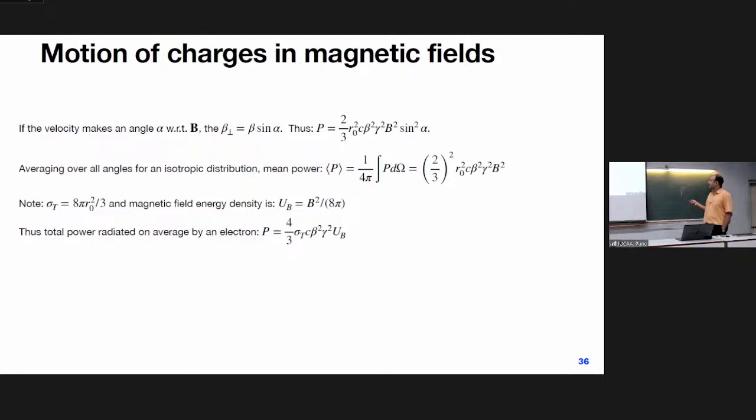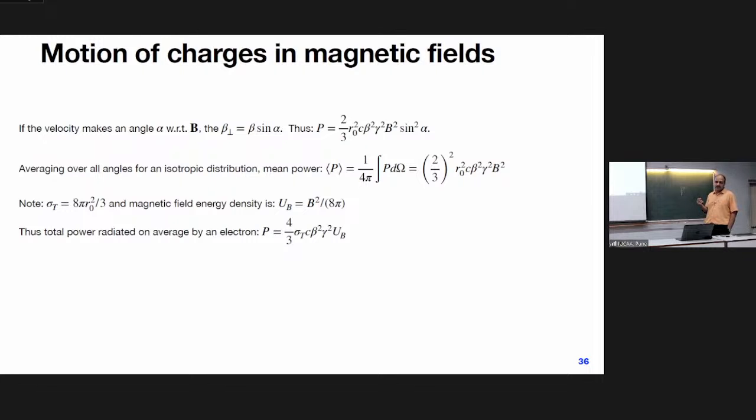So if you average over all angles, so this is sine alpha along one direction. If you average over all angles, it's an average over the sine square alpha. Simple expression, you will find that this looks like this. This can be expressed in a more convenient form because B squared by 8 pi is equivalent to the energy density of the magnetic field.